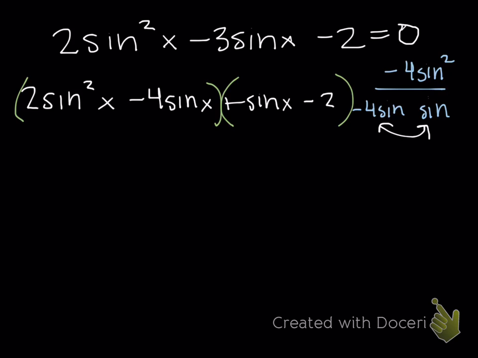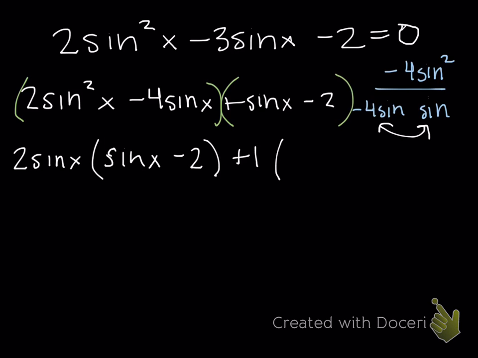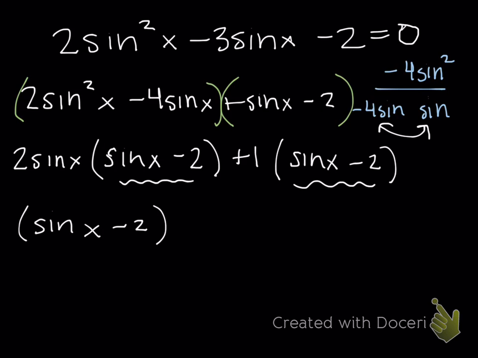Now I figure out what I can pull out, so I would take out a 2 sine of x, because that's the GCF, and I'd be left with sine of x minus 2. My second quantity, I can take out a positive 1, so I'm left with sine of x minus 2. And now notice they have these 2 binomials in common, so that's kind of like our new GCF, and I'm taking that out of both of them. And now I'm left with 2 sine of x plus 1. And that's coming from the leftovers right here.